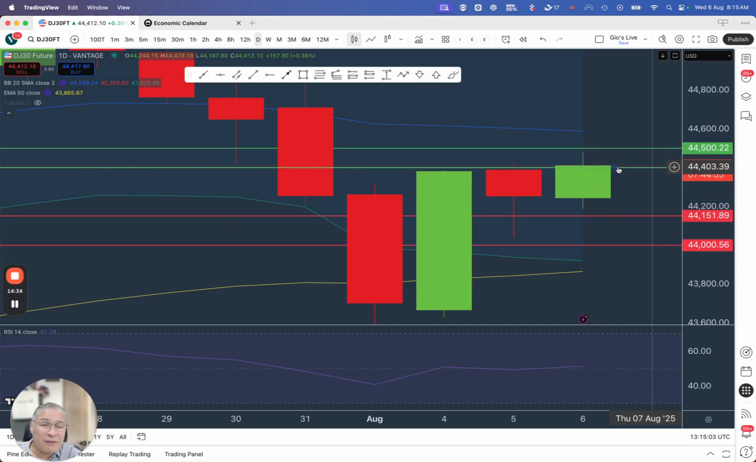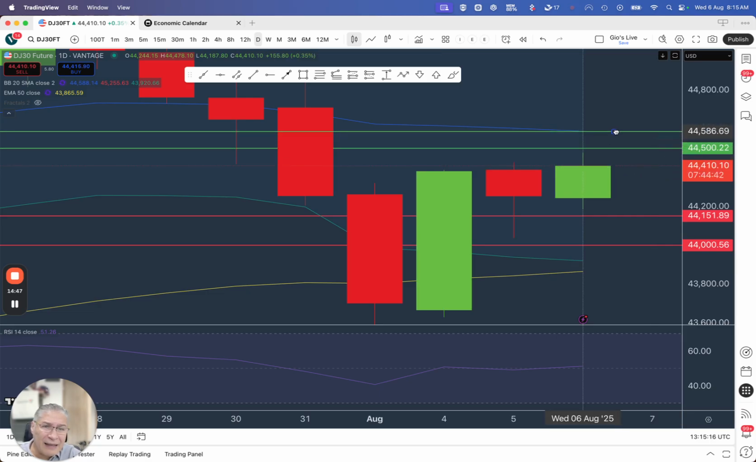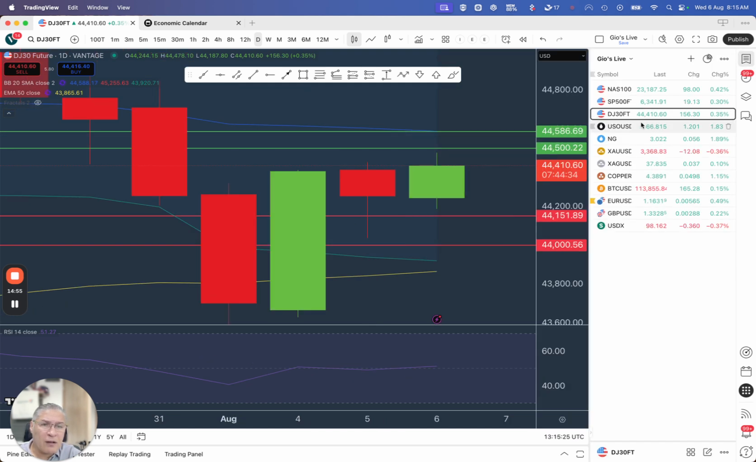Right? Then resistance. Well, this candle opened low here, and it closed and fluctuated above our first level that we had placed yesterday. So I'm going to leave 44,500 as is, and then I'm going to use the 20-day moving average as my second level of resistance. So that will be my second target for today.